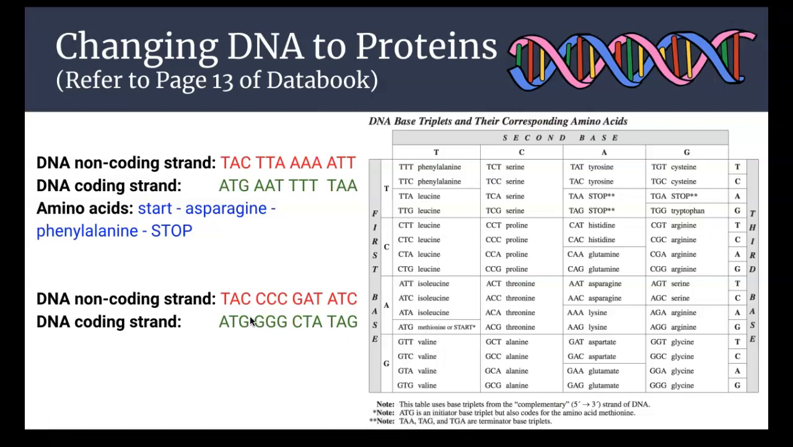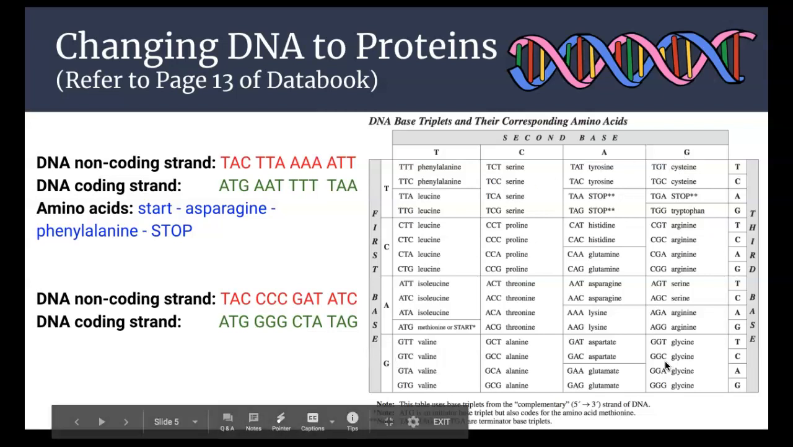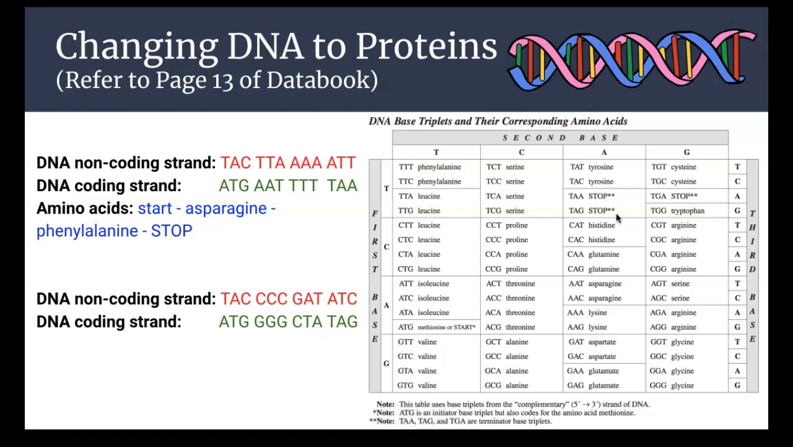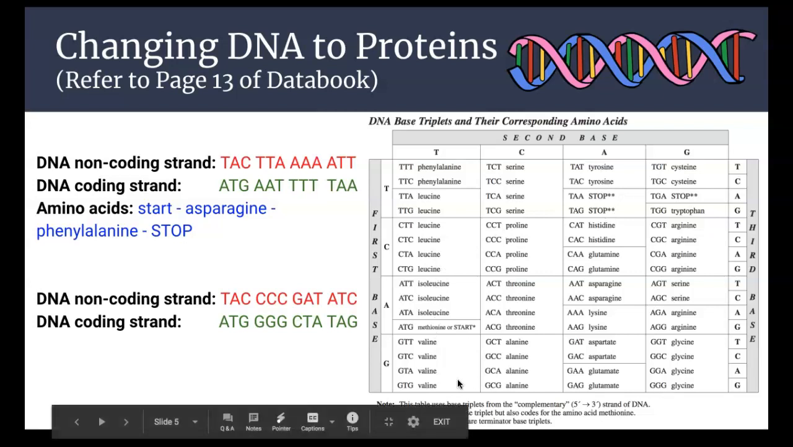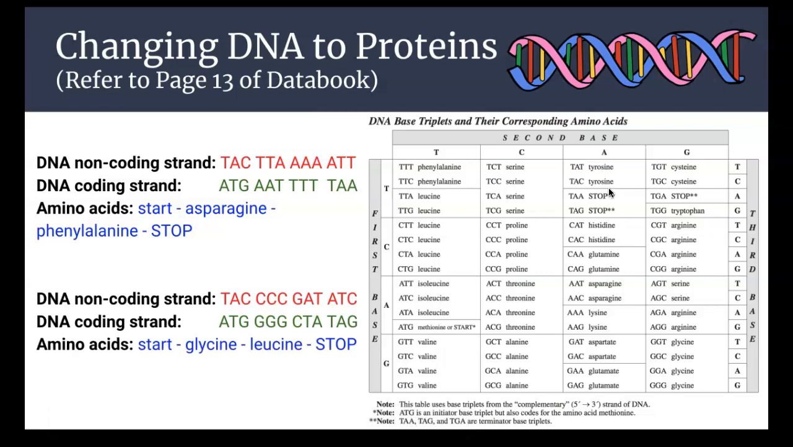ATG is start. GGG is glycine. CTA is leucine, and TAG is stop. So it should be start, glycine, leucine, and stop. Perfect. So that is how we would do these questions.